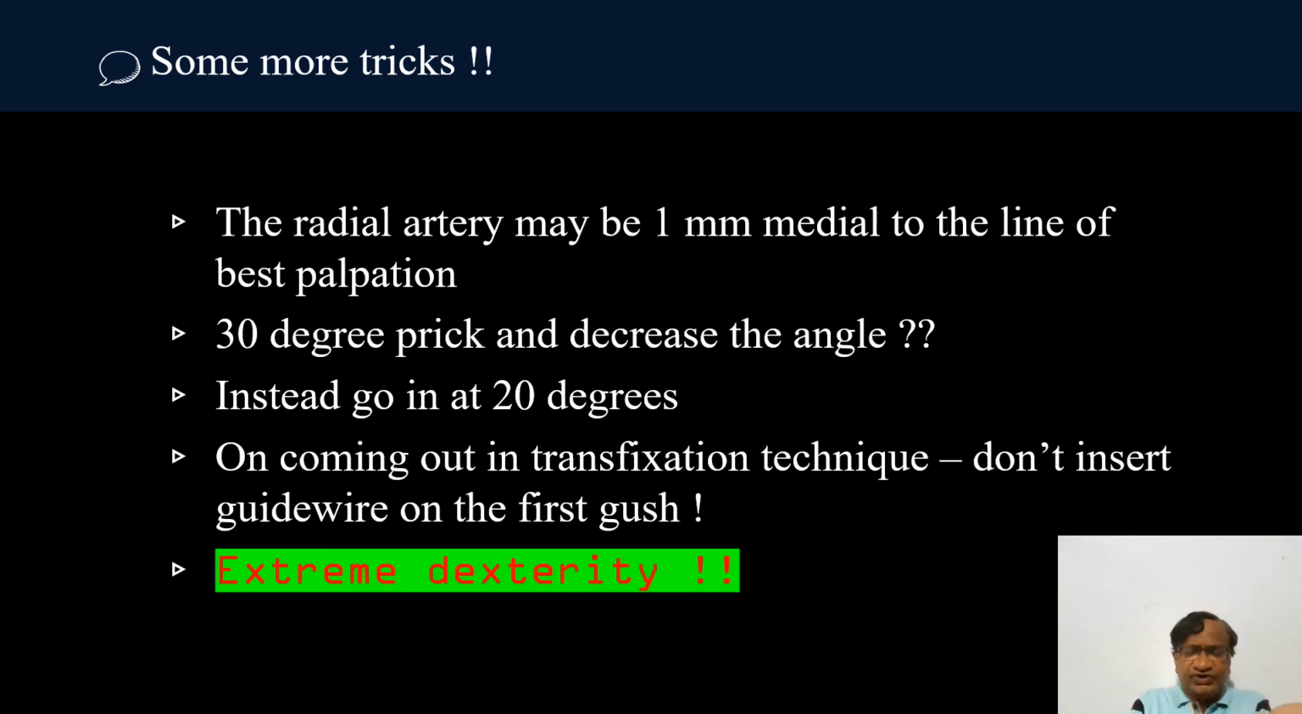That is why, if you do an extension, it becomes lateralized. That is why for best palpation, it is 1 millimeter medial, but if we do an extension, it comes a little laterally. Instead of pricking at 30 degrees and then decreasing the angle, we can go directly at 20 degrees and fix it. Do not insert the guide wire on the first gush. There should be extreme dexterity of the hands.